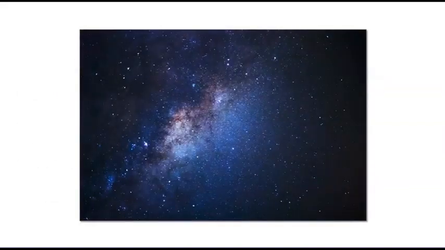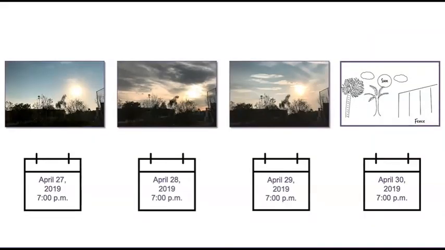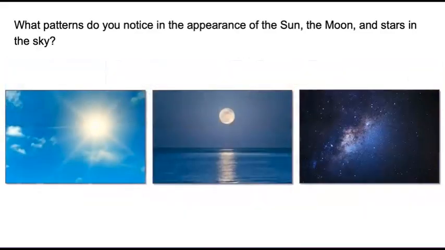Wow, we learned so much about celestial navigation and early Polynesian navigation. The ancient Polynesians noticed a lot of patterns about the position of celestial objects in the sky, and we observed some patterns together too. What patterns do you notice in the appearance of the sun, the moon, and the stars in the sky? One of your tasks at the end of this lesson will be to answer this question.